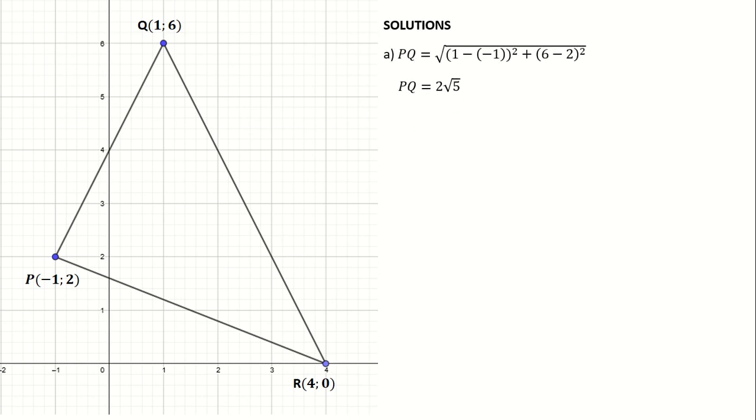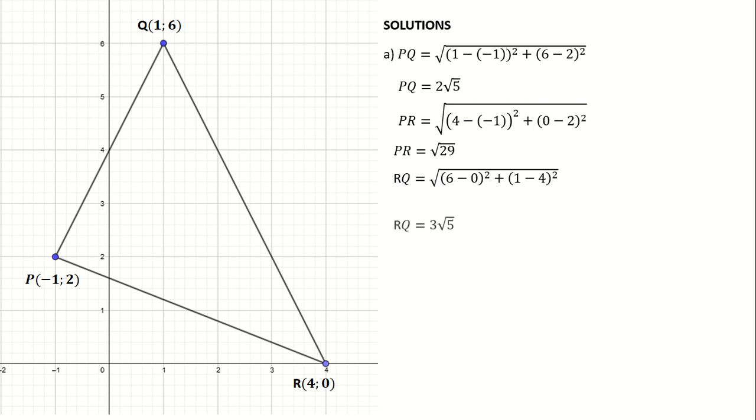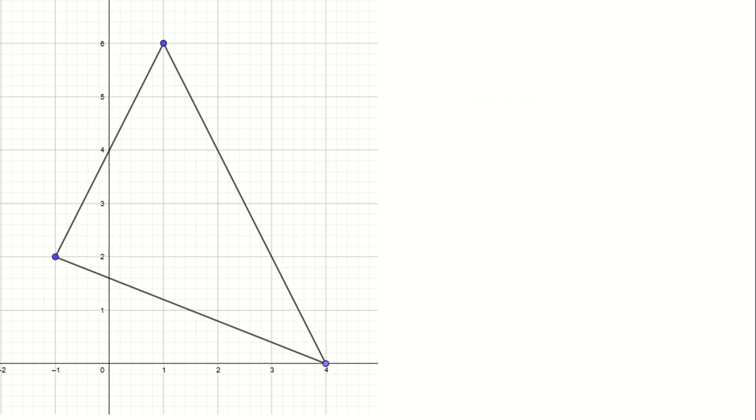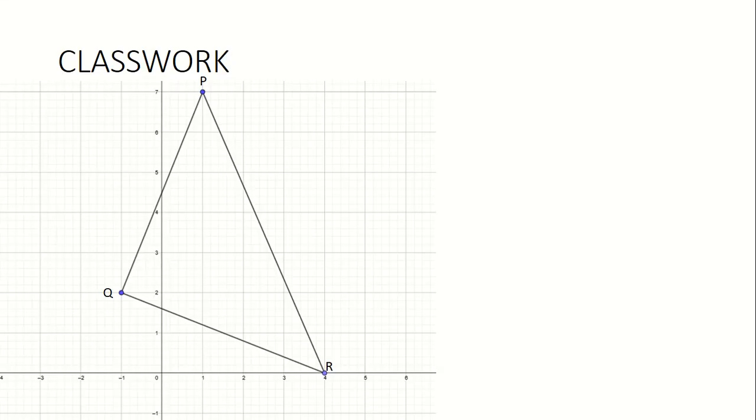Now here all I did was calculate the length of PQ, and then I calculated the length of PR, and then I calculated the length of QR. I took the longest side, which is PR, and tried PQ squared plus QR squared, which is simply the theorem of Pythagoras, and that gave me the square root of 65. Obviously I tried the other one and it gave me 7, and I tried QR, it gave me 3 square root of 5.